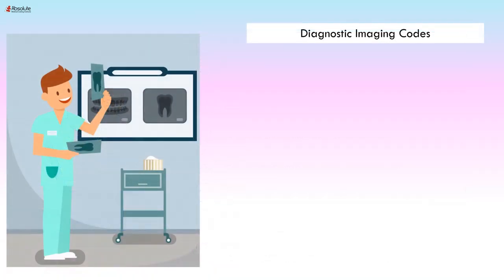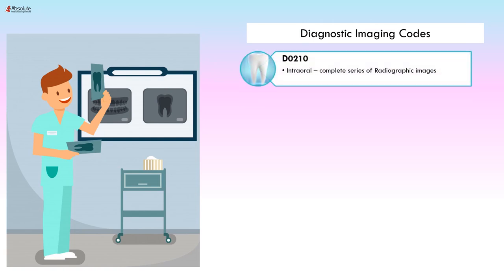So under diagnostic imaging codes, here are the most commonly used ones. We have D0210. This is intraoral complete series of radiographic images. This is a radiographic survey of the whole mouth, usually consisting of 14 to 22 periapical and posterior bitewing images intended to display the crowns and the roots of all teeth, periapical areas, and alveolar bone.